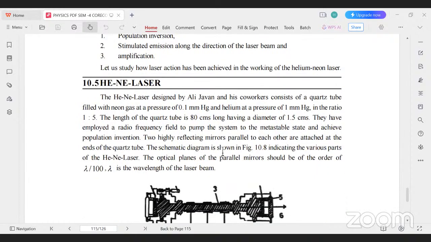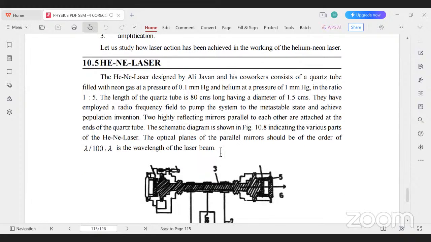Here we have the HeNe laser design by Ali Javan and his co-workers. It consists of a quartz tube filled with neon gas at a pressure of 0.1 mm Hg and helium at a pressure of 1 mm Hg. The length of the quartz tube is 80 centimeters. Here they have done the experiment of the laser.